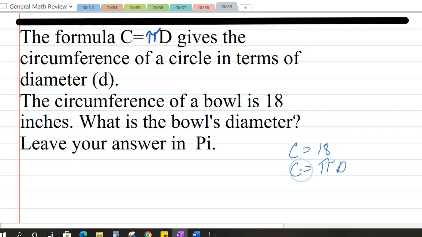Substitute the 18 into the C. Notice we know that C and 18 are equal to each other. So instead of writing C, we're just going to write the 18. It's going to look something like this. 18 is equal to pi times the diameter.